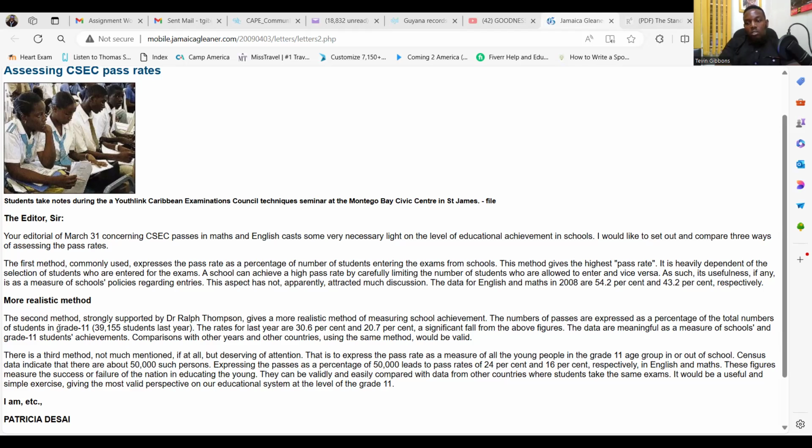Expressing the passes as a percentage of 50,000 leads to a pass rate of 42% for English and 16% for mathematics. These figures measure the success or failure of the nation in educating the young. They can be validly and easily compared with data from other countries where students take the same exams. It would be useful and a simple exercise, giving the most valid perspective of our educational system at the level of grade 11.